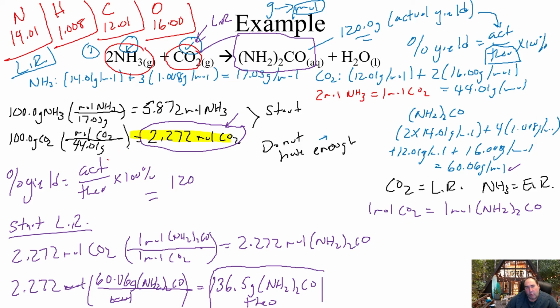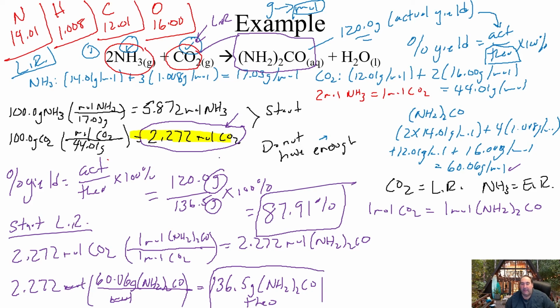Actual, given to us, 120 grams divided by our 136.5 grams times 100%. Once again, units are the same. They do need to be the same. They don't always have to be grams. Like we did before, kilograms, kilograms, grams, grams. Can even do moles over moles as long as they're the same units. And we will get here 120 divided by 136.5 times 100, it is 87.91%. Not too bad in terms of our percent yield.